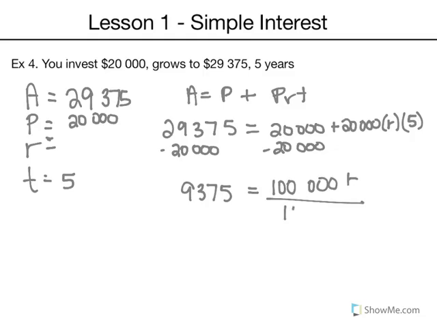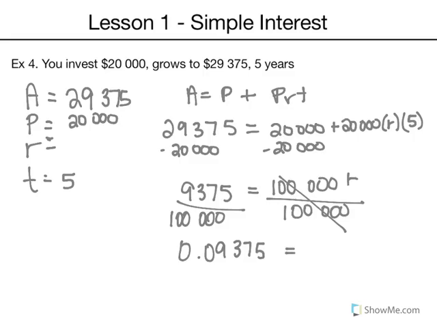So when we divide both by 100,000, these will cancel. This will turn into 0.09375, which is a rate. So to find that as a percent, you times by 100, move the decimal over twice. It's 9.4%. So that is what your interest rate would be.